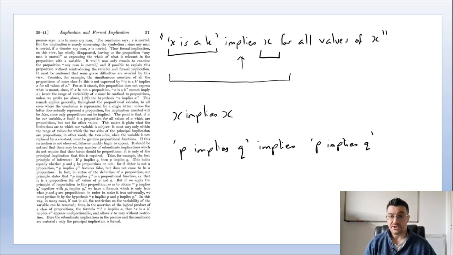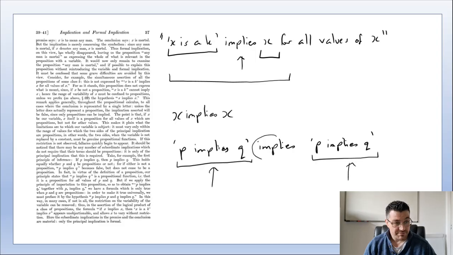Because if either P or Q is not a proposition, then these implications will simply be false, but they will still be propositions. That's the thing. They're still propositions, just false propositions, false implications. But particularly if this implication, P implies Q, is false, then it doesn't matter whether this implication, well, this implication will be false also because they're the same proposition.